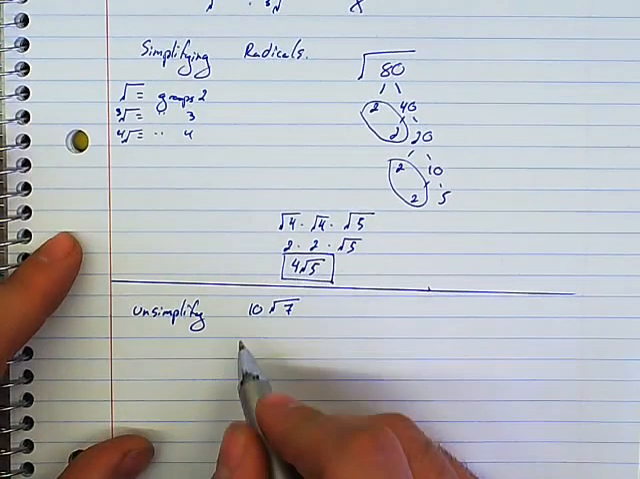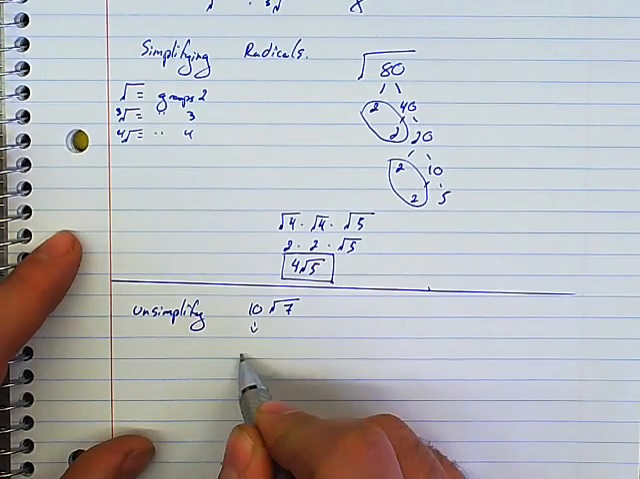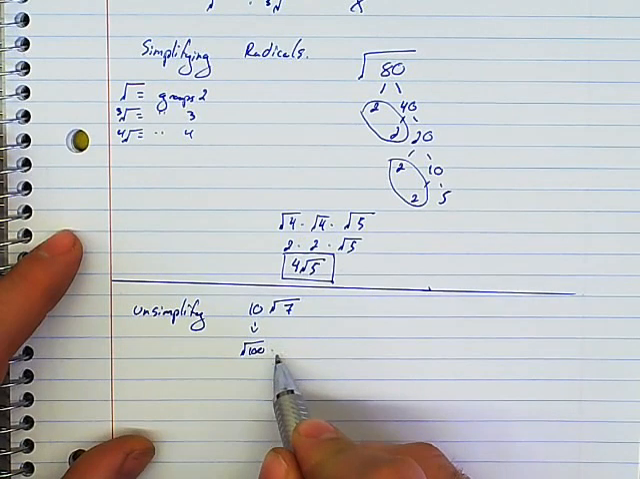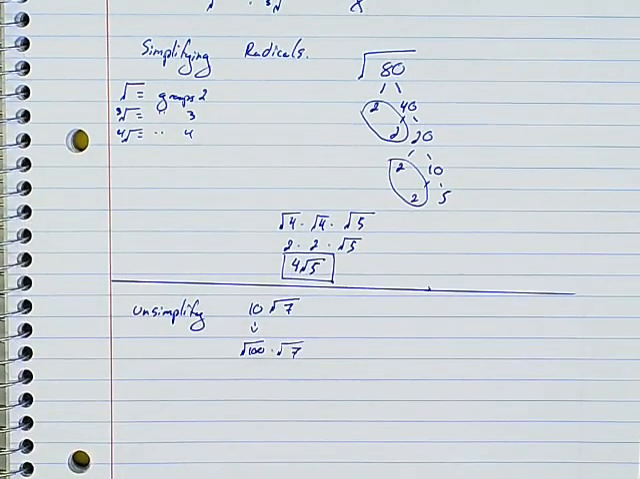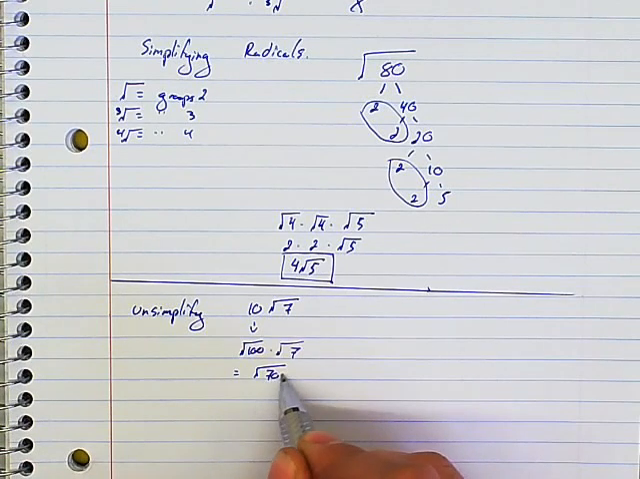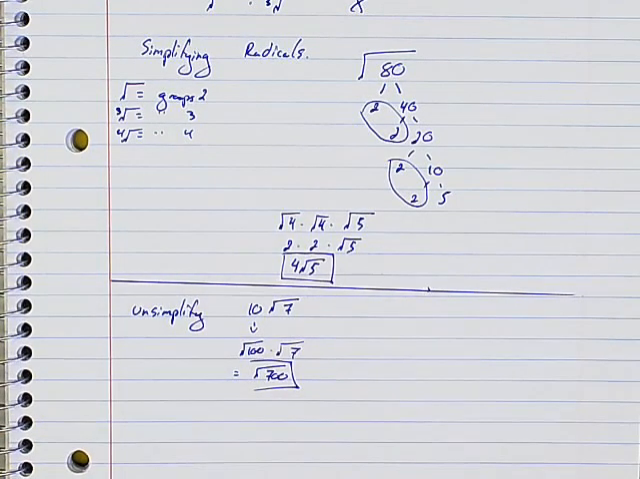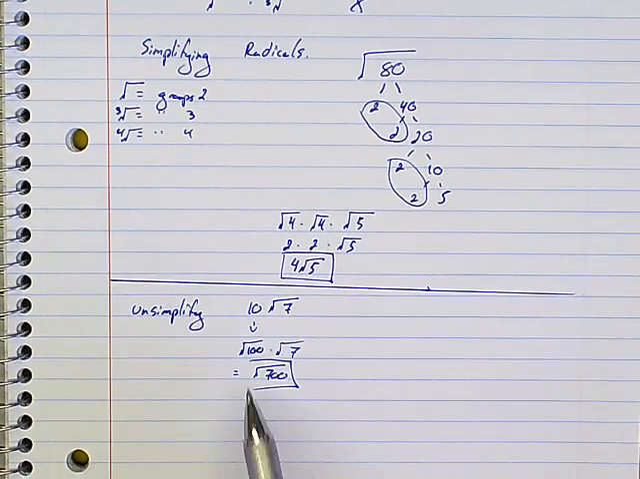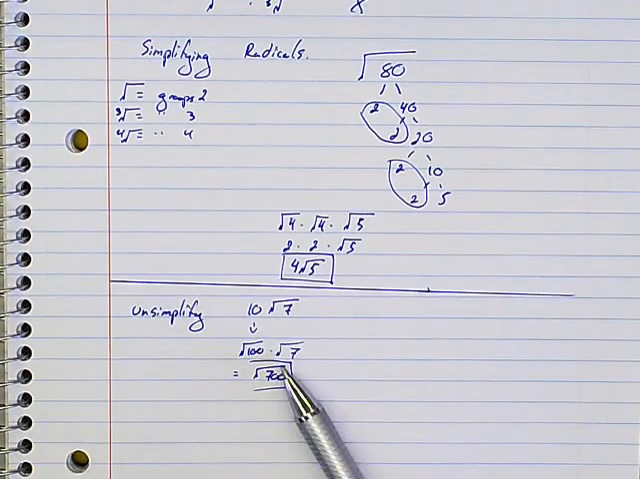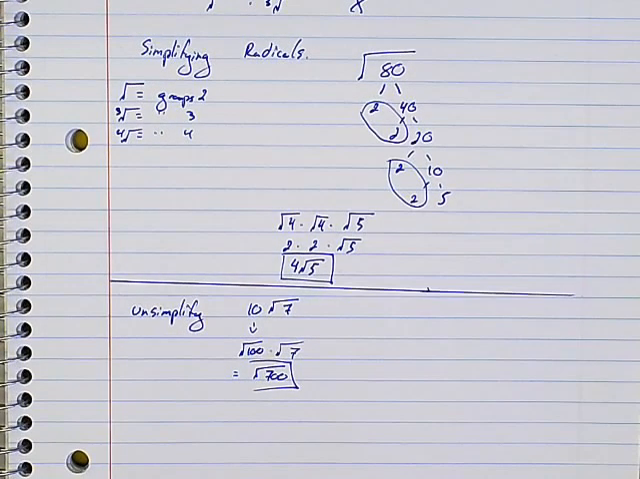One, you think of a square root that equals 10. What square root equals 10? The square root of 100 equals 10. We can then multiply the square root of 100 by the square root of 7, which gives us the square root of 700 as an answer.